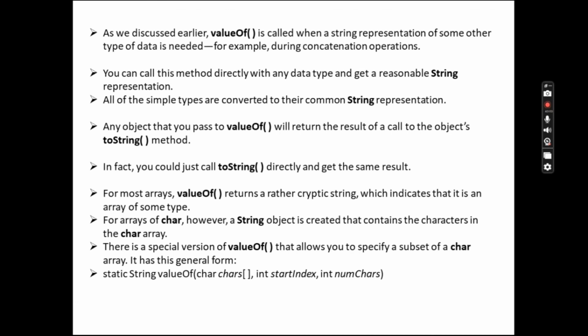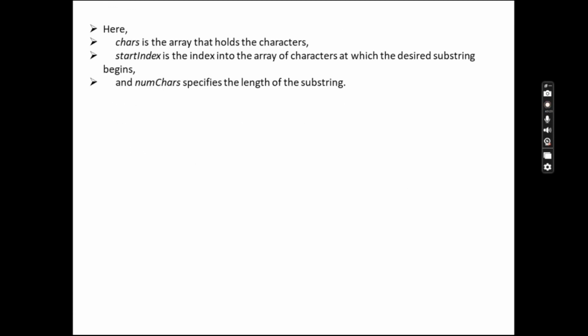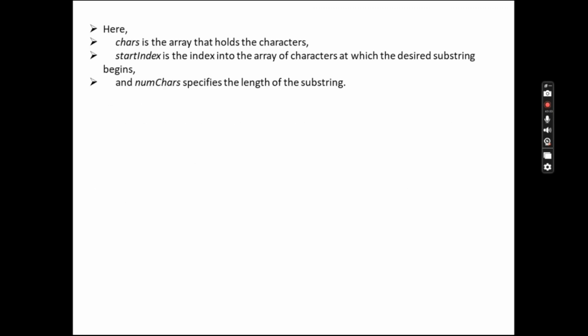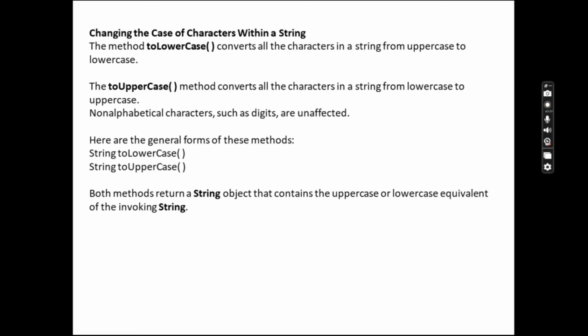So toString and valueOf will give the same result. For most arrays, valueOf returns a rather cryptic string, which indicates that it is an array of some type. For arrays of characters, however, a string object is created that contains the characters in the character array. A special version of valueOf is static String valueOf(char chars[], int startIndex, int numChars). Chars is the array that holds the characters, startIndex is the index from which the desired substring begins, and numChars specifies the length of the substring.